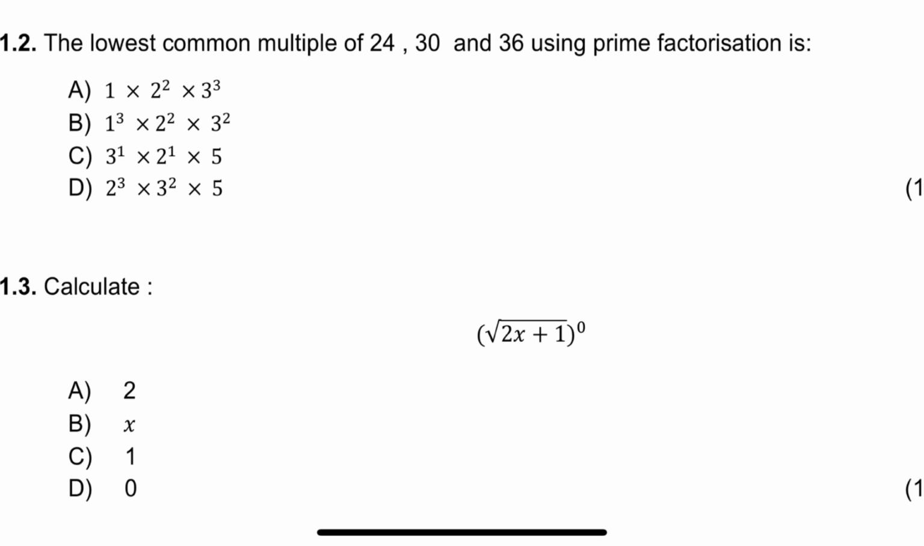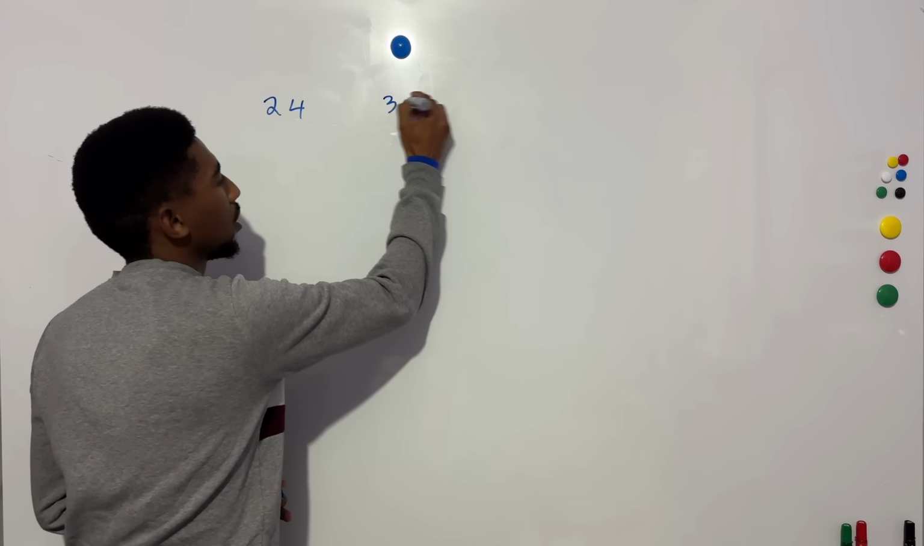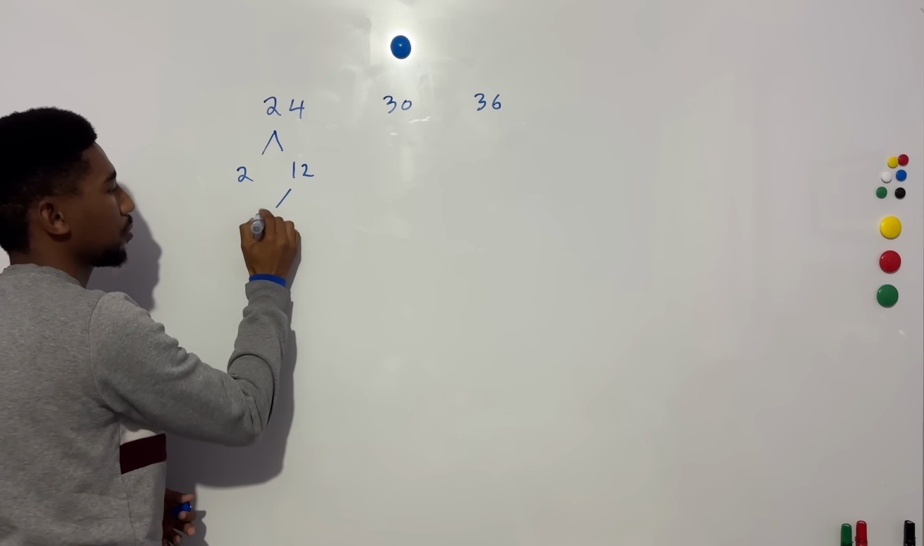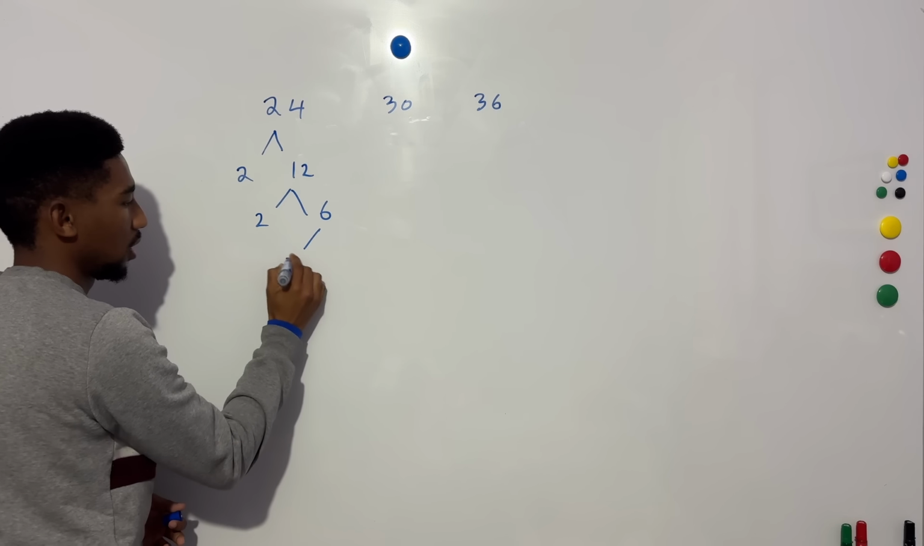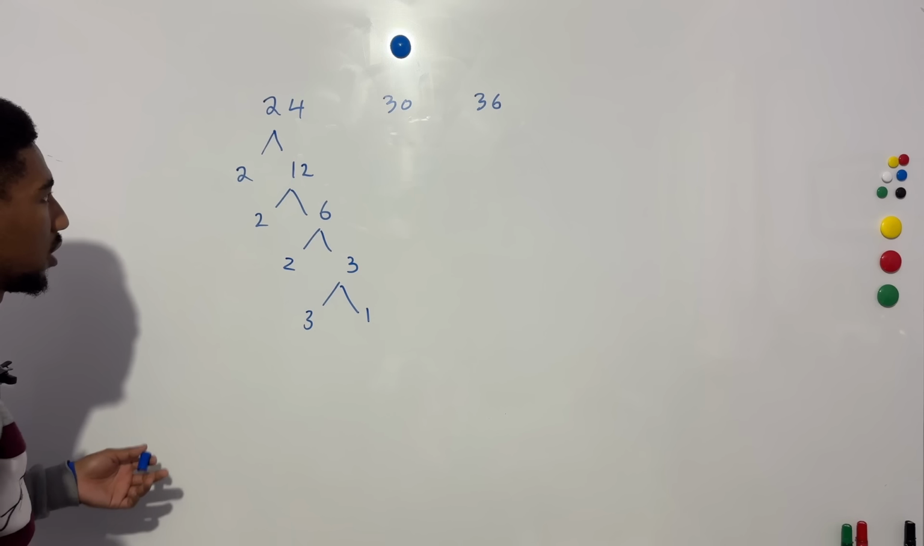The lowest common multiple of 24, 30, and 36 using prime factorization is. Okay, so we have to start with using prime factorization for 24, 30, and 36. So we're just going to do a factor tree over there. We should know how to do a factor tree. This is just a revision test.